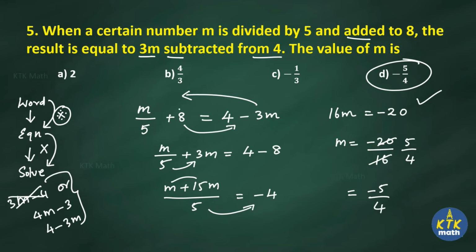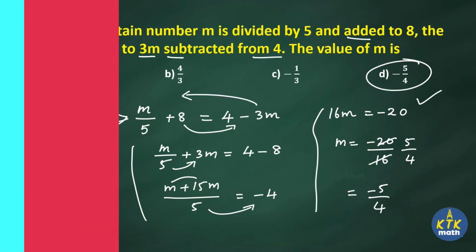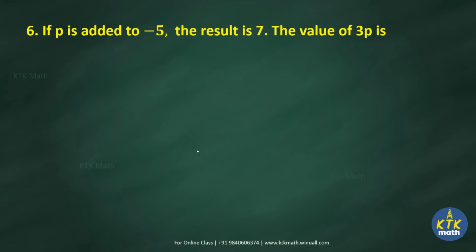That is, when you are converting a particular statement into an equation, you must be very careful in this step. If you are framing the equation itself wrong, then there is no use in solving all these steps. So be careful, read the questions twice and thrice in order to frame the equation in these kinds of questions. Next question, question number 6. It's a very simple one, but what the final answer they are asking is, they are asking not only the variable value, they are asking you 3 times p.